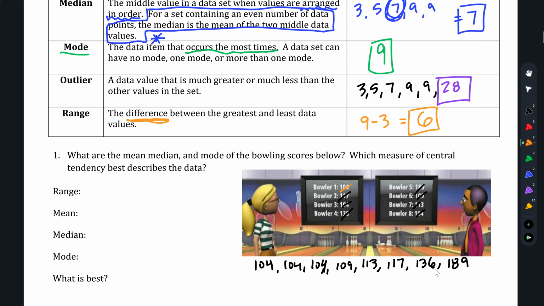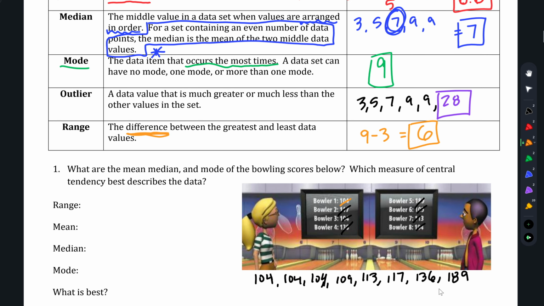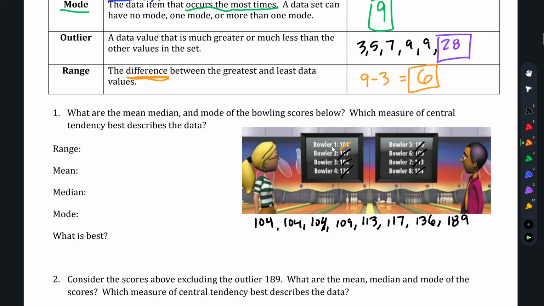Okay. I'm going to refer to my definitions to help me out here. The first one is the range, the difference between the greatest and least. So the greatest is 189. The least is 104. I'm going to subtract those two numbers to get that the range in my set of data is 85.